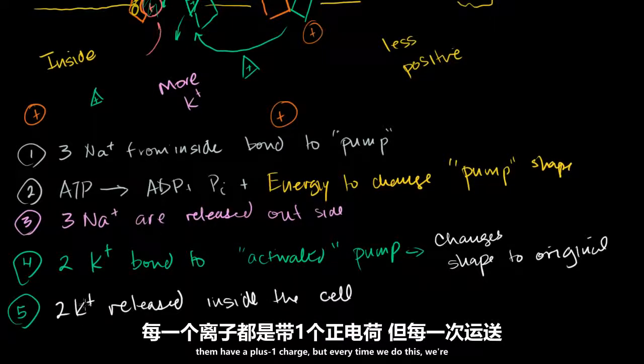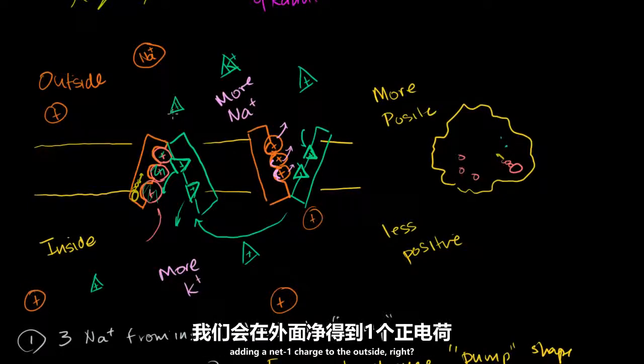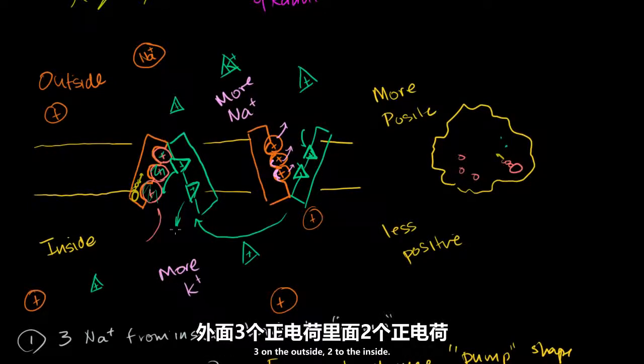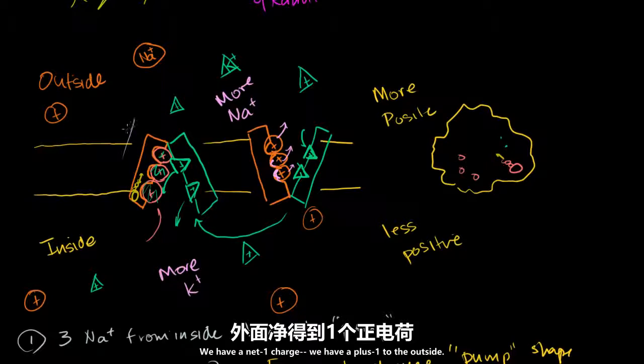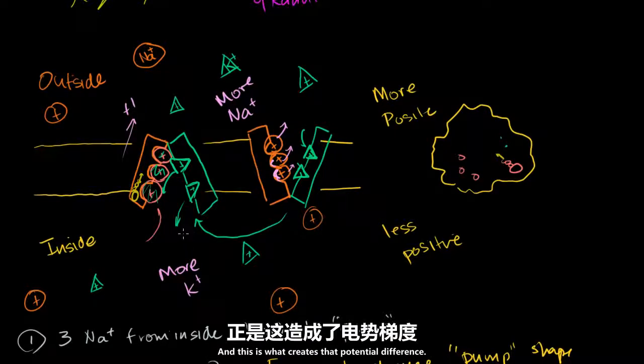Each of them has a +1 charge, but every time we do this, we're adding a net 1 charge to the outside, right? 3 on the outside, 2 to the inside. We have a net +1 to the outside. So we're making the outside more positive, especially relative to the inside. And this is what creates that potential difference.